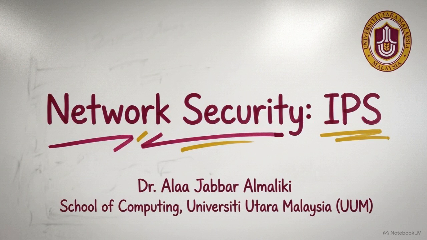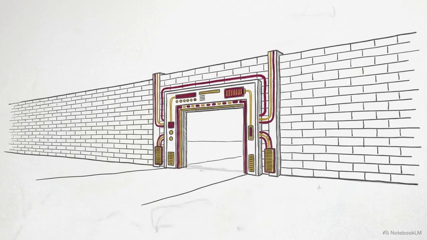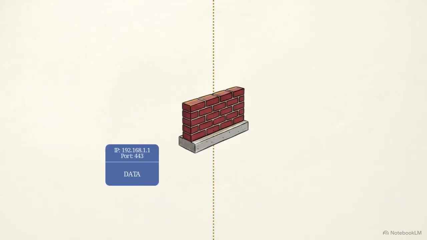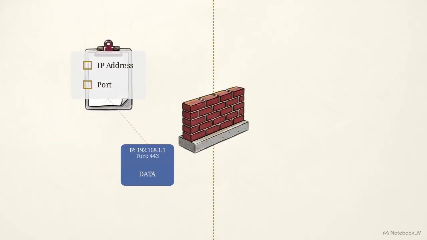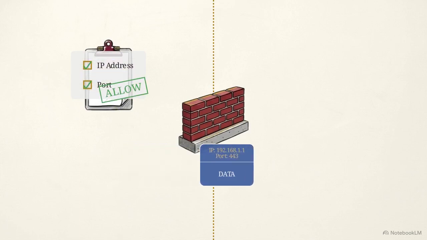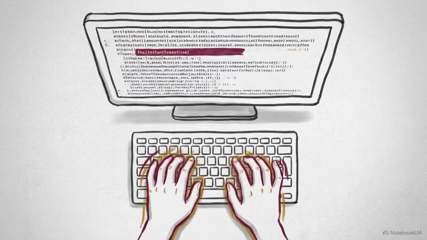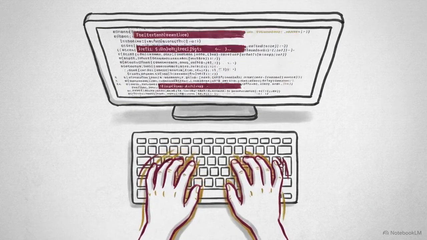Welcome to Lecture 5. Today we are examining the implementation of Intrusion Prevention Systems, or IPS. Traditional network security relies on the standard firewall. These devices operate using static rules, deciding whether to allow or deny traffic based on a rigid checklist of IP addresses and ports. Modern cyber threats are engineered to evade those perimeter defenses.